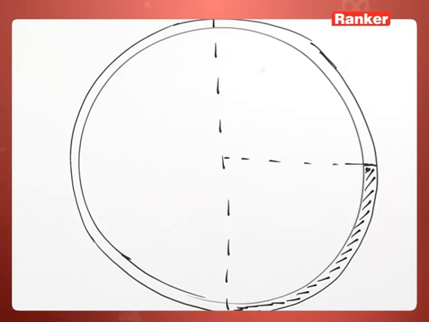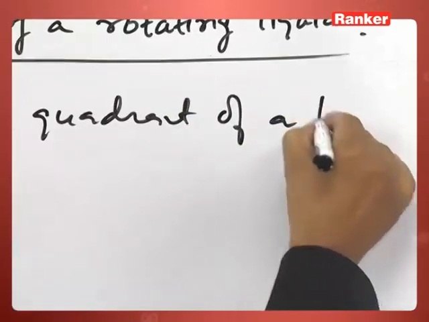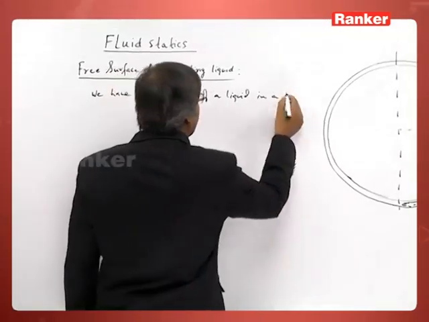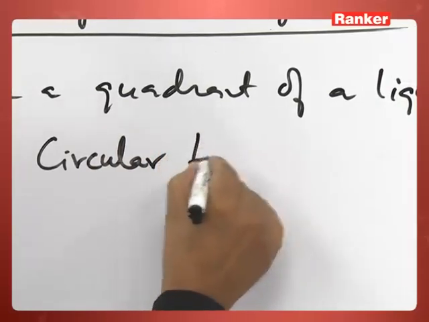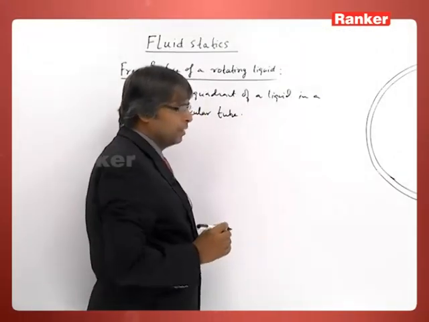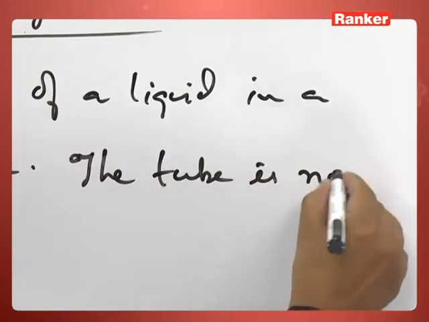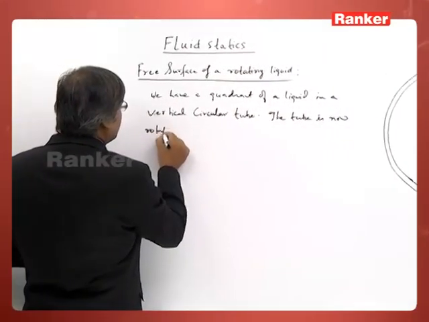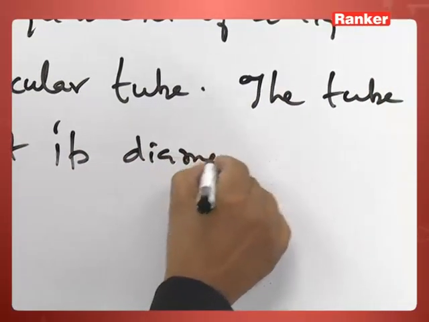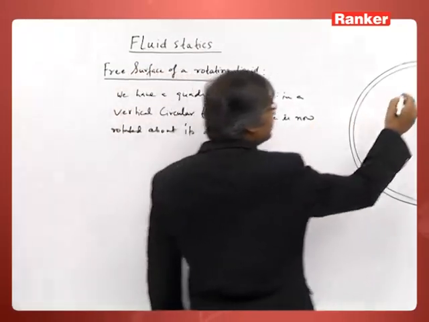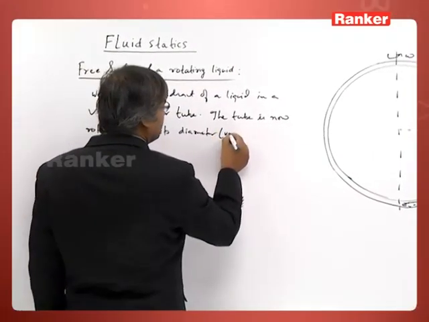So, we have a quadrant of a liquid in a vertical circular tube. Now, the tube is rotated about its diameter. So, let us rotate this tube about its diameter, that is the vertical diameter, that diameter is vertical.